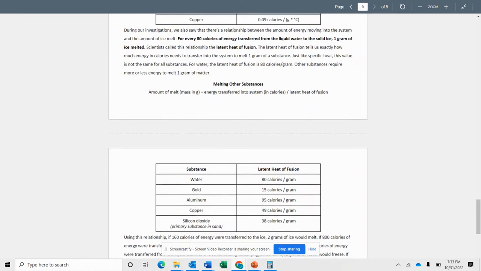So anyway, we also wrote down this equation in our notebooks: the amount of melt, mass in grams, so how much water is melting, or how much of the solid is melting, is equal to the energy transferred into the system divided by the latent heat of fusion. So more than likely, you'll be given 2 of these variables in a question, and you've got to solve for the third one.